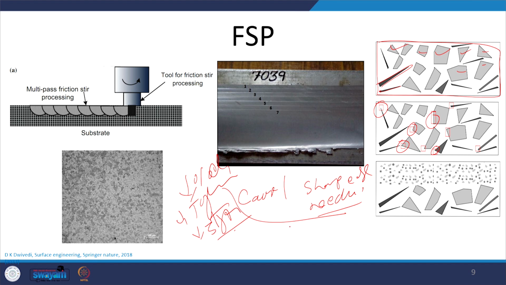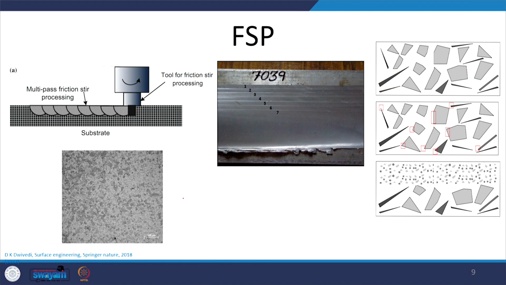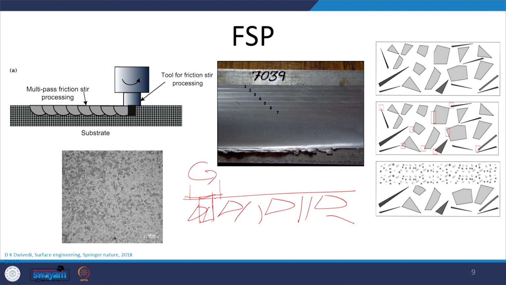So, what if you want a very good combination of high hardness and good ductility, or improved properties at the surface, then what is done? Near the surface, let us say this is the component with a lot of coarse grains, like these needle shaped structures. So, what we do, using a suitable FSP tool, say this is the shoulder and this is the FSP tool pin, and this will be rotated, plunged, and then traversed across the surface.